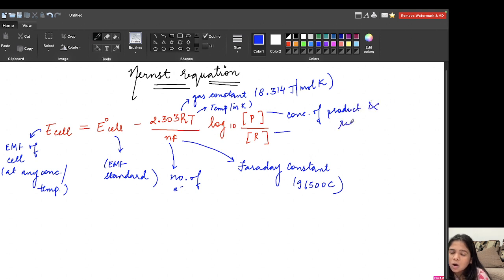So this is just a direct formula based topic. The Nernst equation is how you find the E of cell: E naught cell minus 2.303 RT by NF log concentration of product by concentration of reactant.